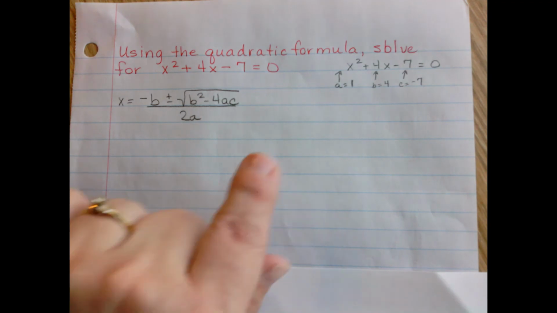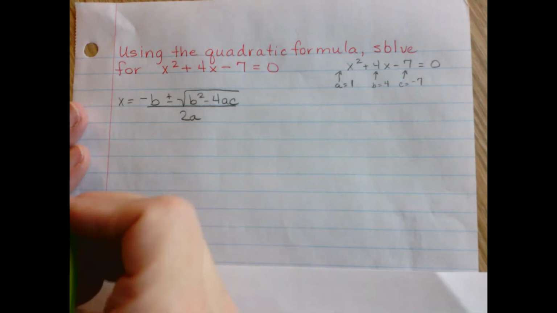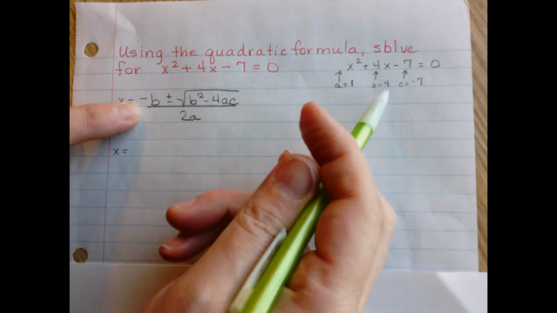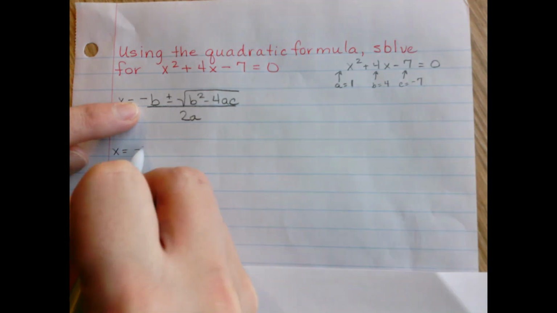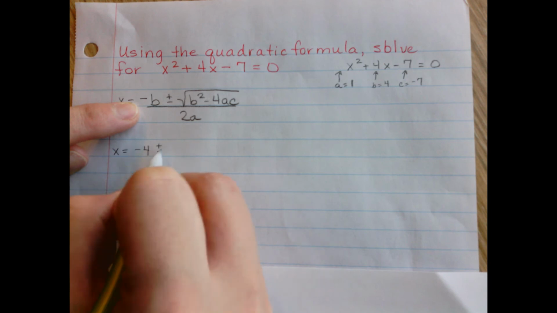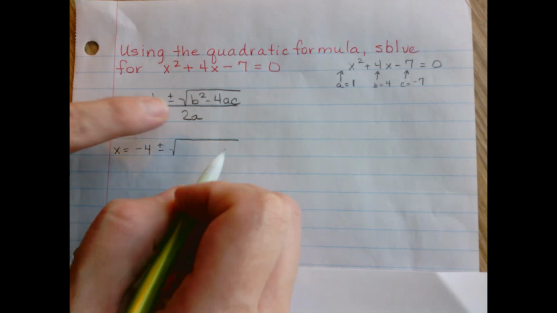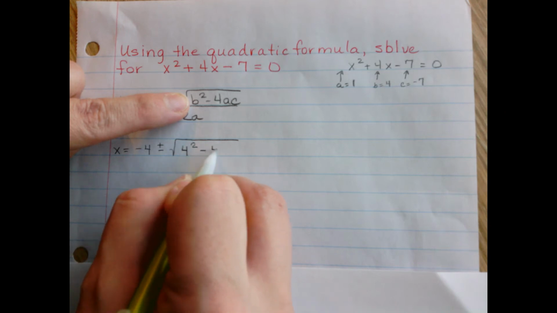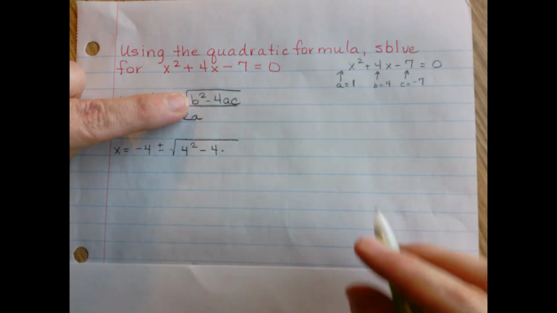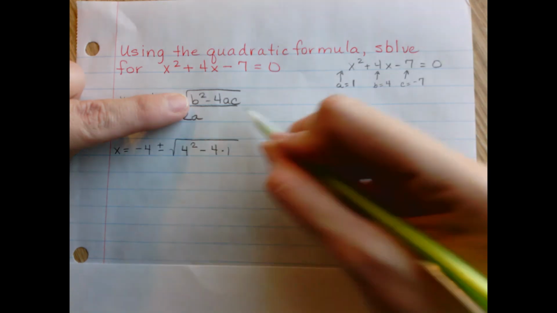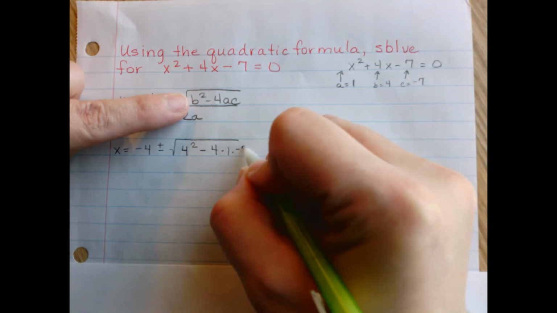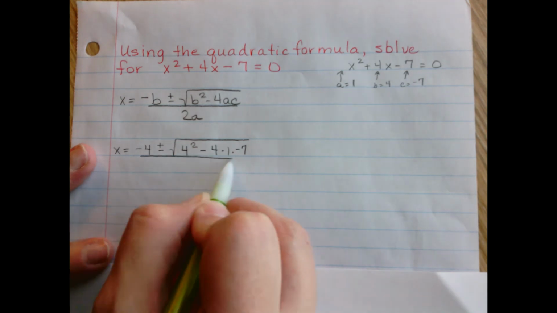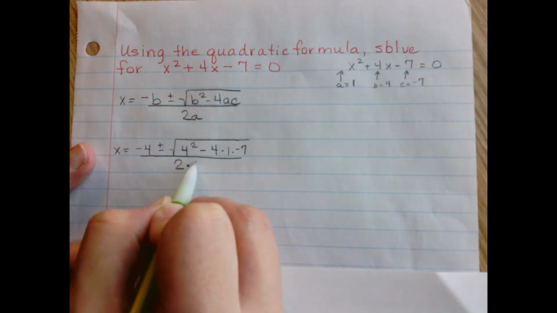We're going to substitute these 3 values into the formula here. Be very careful with b, because negative b, if b is 4, that's negative 4 plus or minus square root. We're going to put 4 in for b, 4 to the second, minus 4 times a, which is 1, and c is negative 7. And that's all divided by 2 times a, which is 2 times 1.